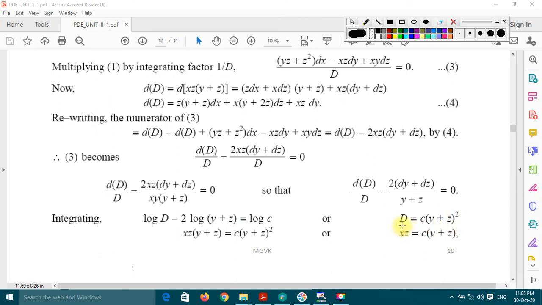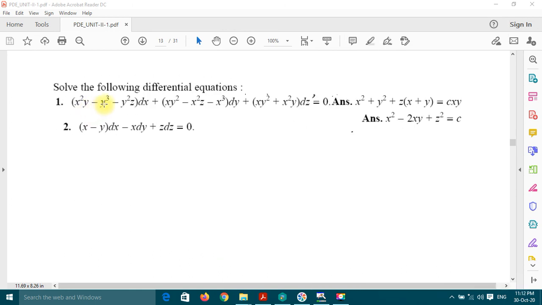So capital D is c into y plus z whole square. Now substitute the value of D. The value of D is xz into y plus z. So xz into y plus z is equal to c into y plus z whole square. So y plus z is cancelled out. So we get xz is equal to c times y plus z. This is the relation between x, y and z, which is the complete integral of the given Pfaffian differential equation.